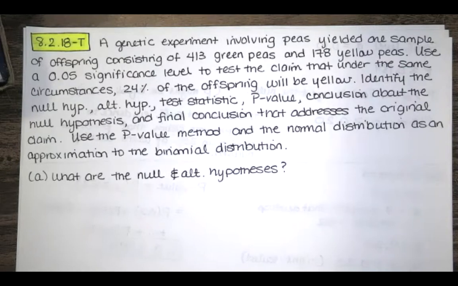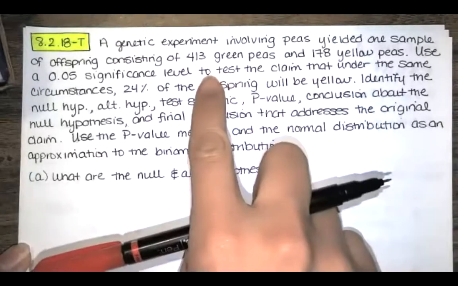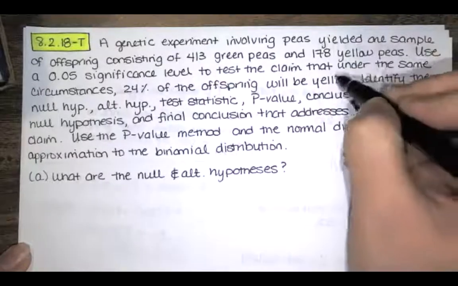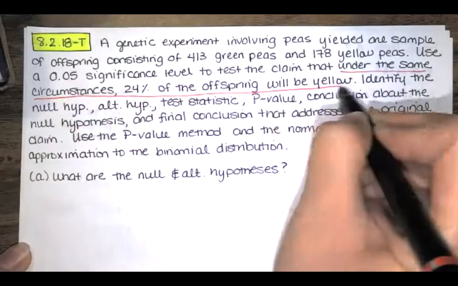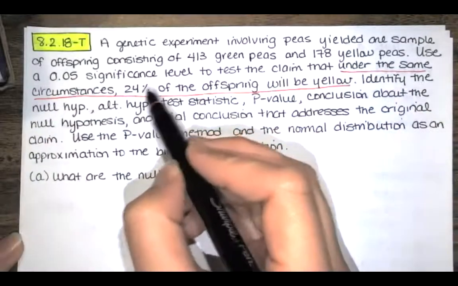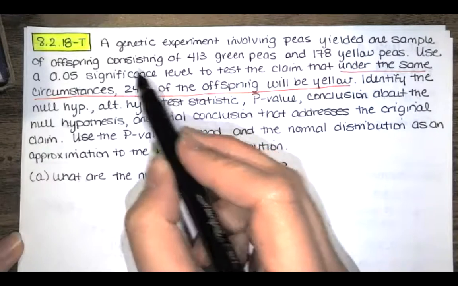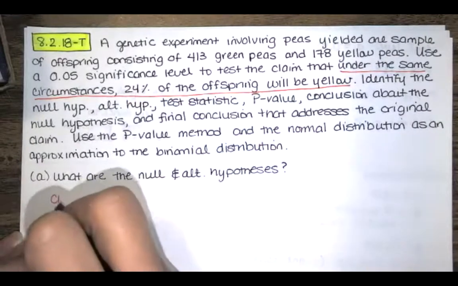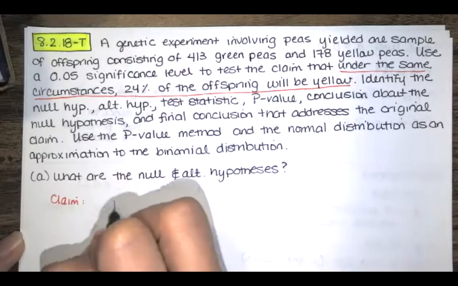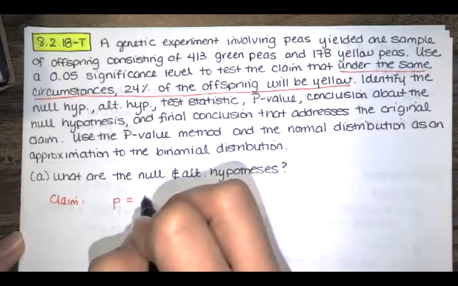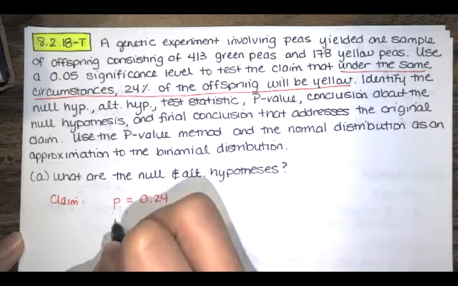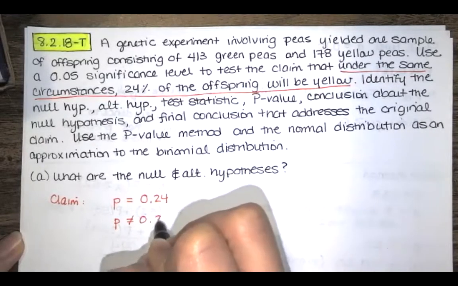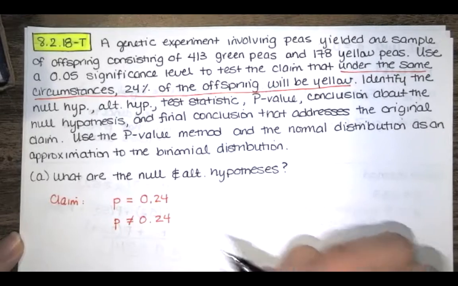Well, in order to figure those out, I need to look at the original claim. So I look through the problem statement and I see we want to test the claim that under the same circumstances, 24% of the offspring will be yellow. So the proportion is that 24%. But we want that in decimal form. So we have p is equal to 0.24. If that's not true, we have p is not equal to 0.24.